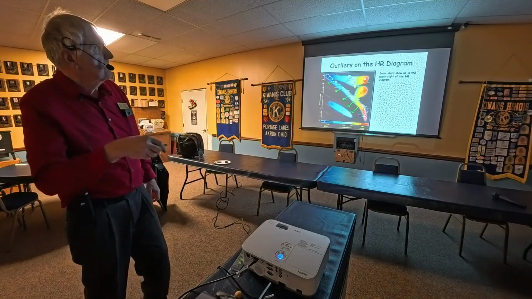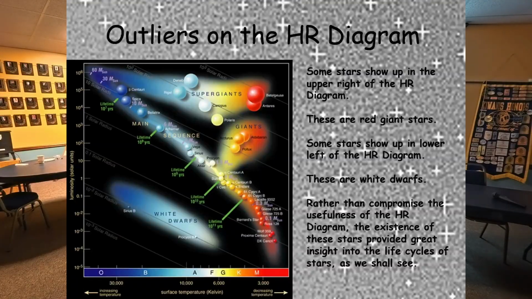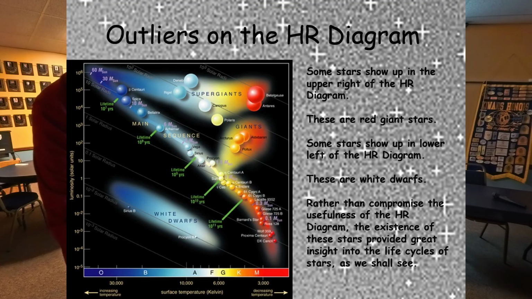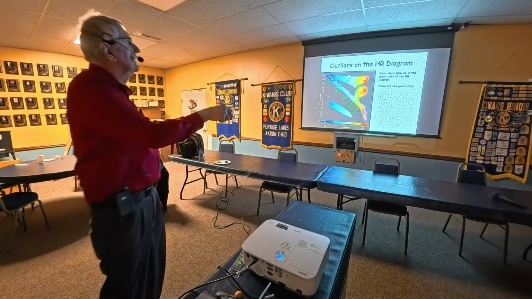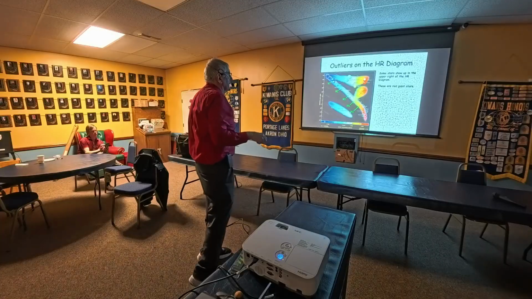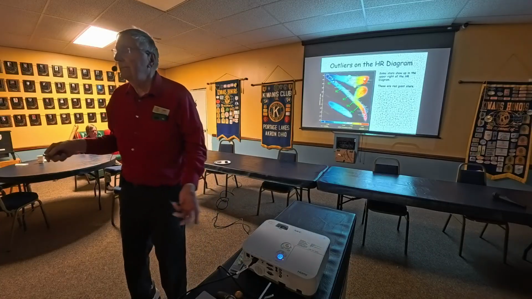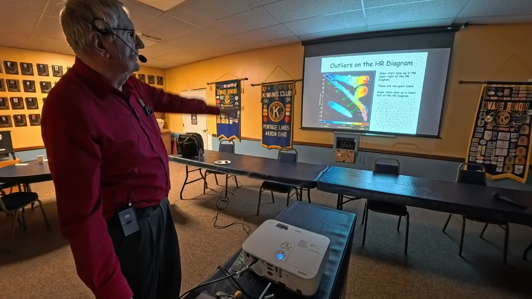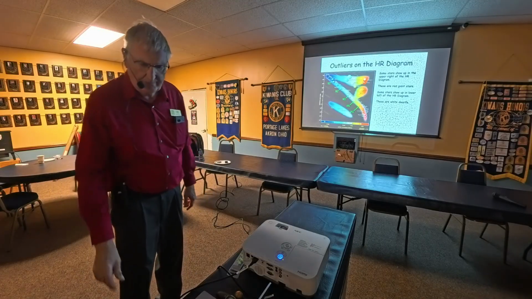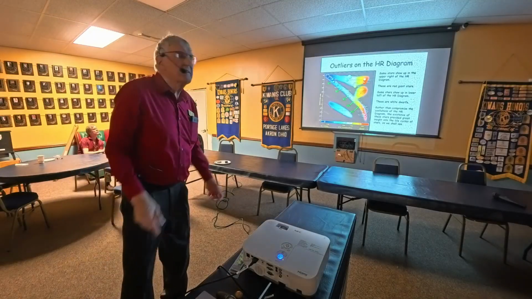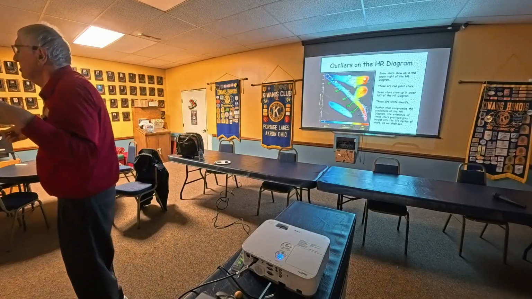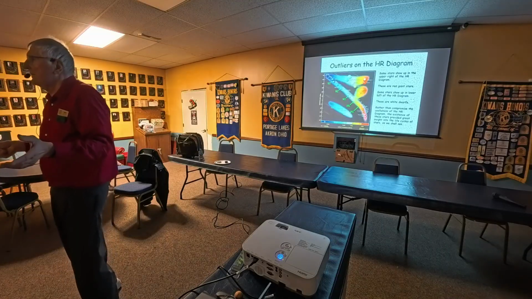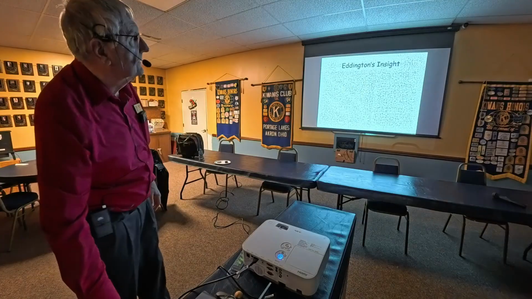So I probably should have had those slides in a different order. Here are these other guys on the HR diagram that are outside the main sequence. So the ones in the upper right, these are called the red giants. They're really big stars, and really cool, by the way. Ones in the lower left are the white dwarfs. Now, rather than compromise the usefulness of this thing, it gave us some real insight into the evolution of stars and what's going on there.